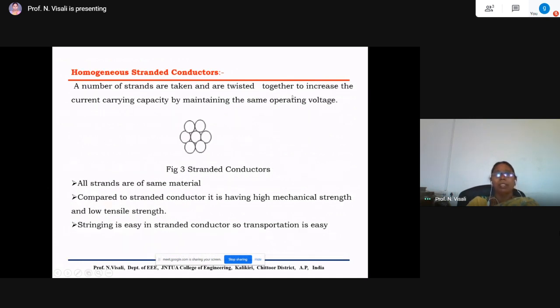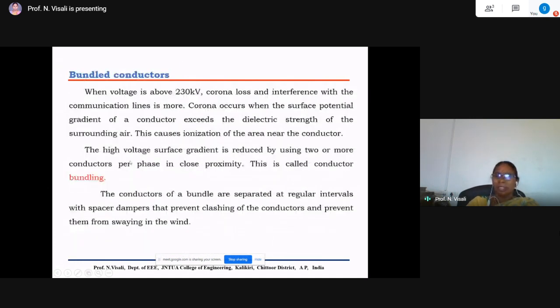Then the next thing is the bundled conductor. Nowadays this is the advanced type of conductor, and everywhere they are using it. The main advantage is that if the voltage rating is greater than 230 kV, this is the most suitable type of conductor. As the voltage increases, the problems we face are corona loss and more interference with the communication lines.